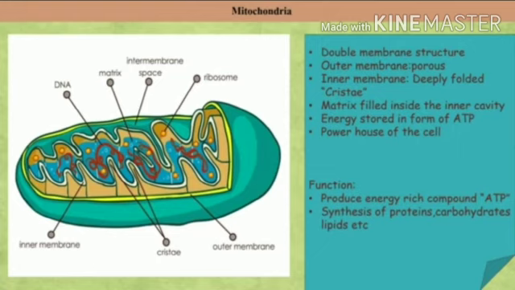With the help of enzymes, mitochondria oxidize carbohydrate and fat in the cell. The energy released in this process is stored in the mitochondria in the form of ATP, that is adenosine triphosphate. Plant cells have fewer mitochondria than animal cells. Now the functions of the mitochondria are: first, to produce the energy-rich compound ATP; second, synthesis of protein, carbohydrate, lipids, etc. by using the energy in ATP.